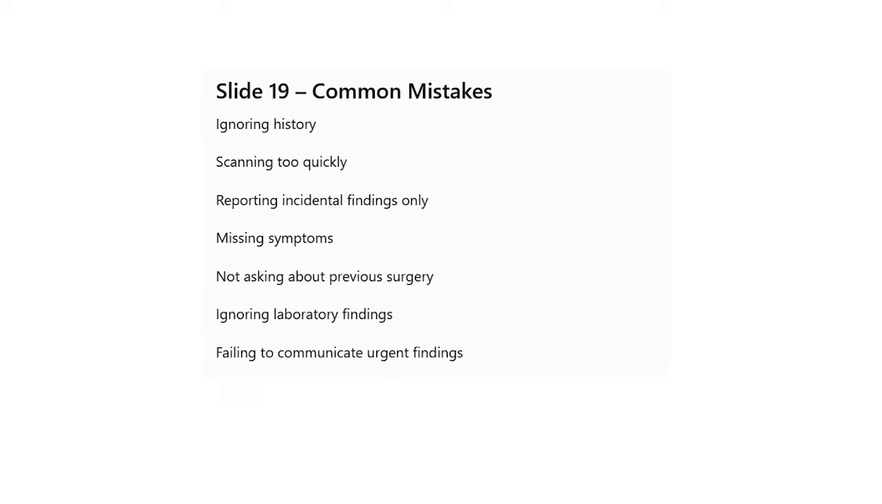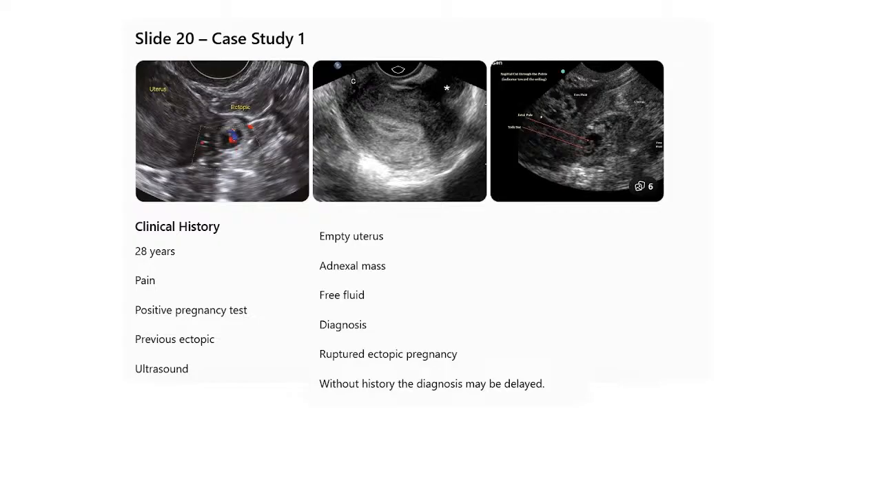So the common mistakes that are made: ignoring the history, scanning too quickly, reporting incidental findings only, missing symptoms, not asking about previous surgery, ignoring laboratory findings, failing to communicate urgent findings. So the case study 1, clinical history, 28 years, pain, positive pregnancy test, previous ectopic, ultrasound, empty uterus, as you can see there, adnexal mass, as you can see there, free fluid, diagnosis. This is suspected of a ruptured ectopic pregnancy. Without history, the diagnosis may be delayed.